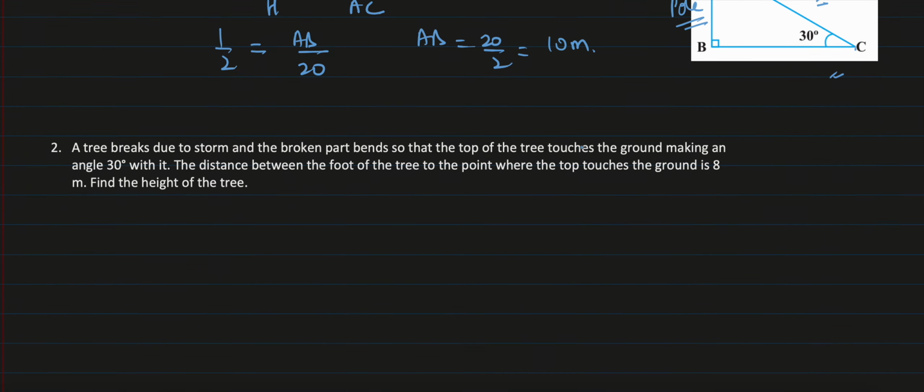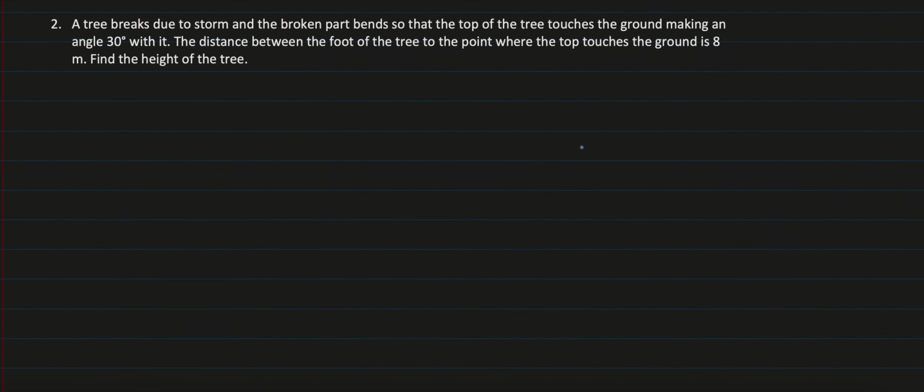Yeah. Next question, again an easier version. A tree breaks down due to a storm and the broken part bends so that the top of the tree touches the ground, making an angle 30 degree with it. You people have done this type of question in your 7th grade also. You have a tree and this tree breaks down. Let's say it breaks down from here.